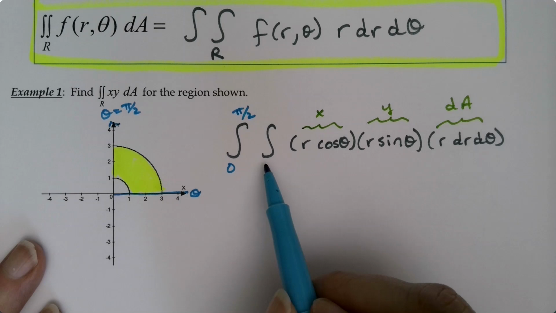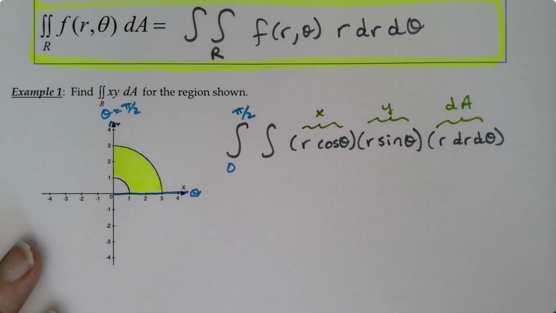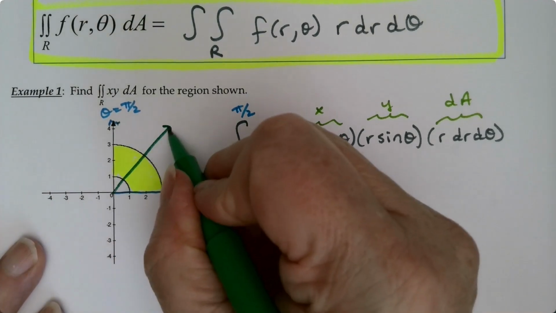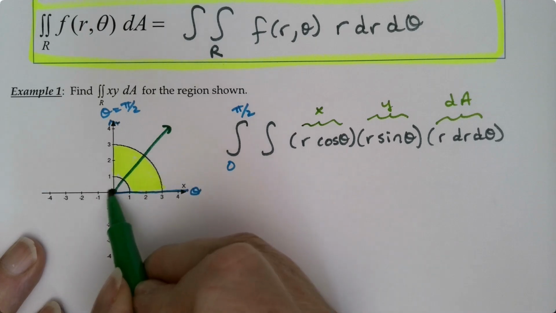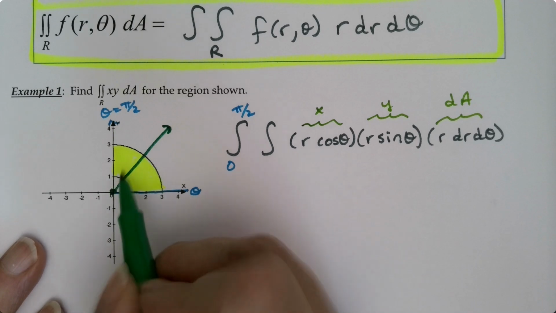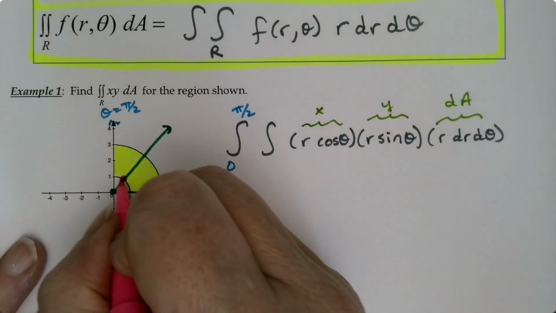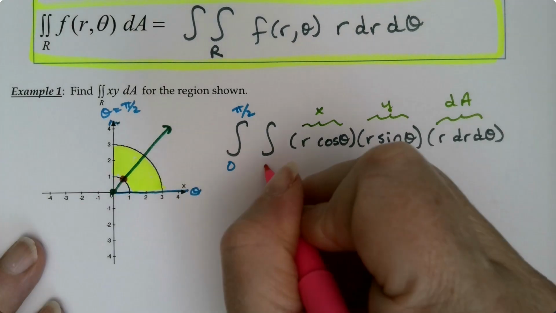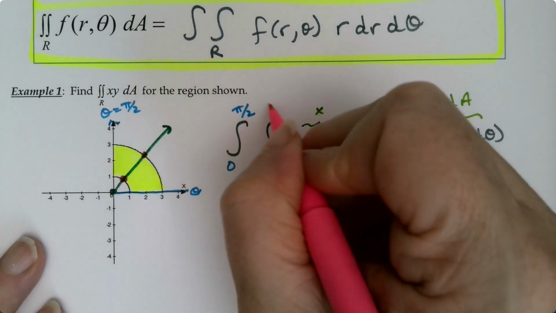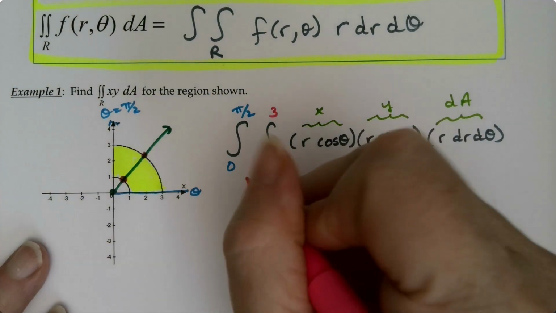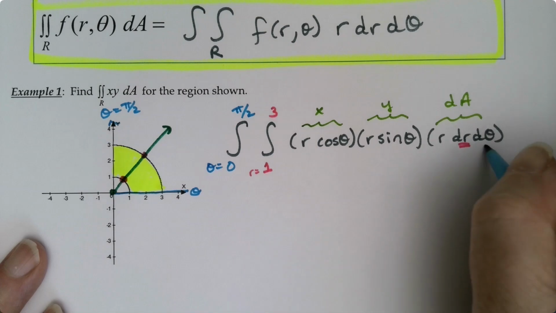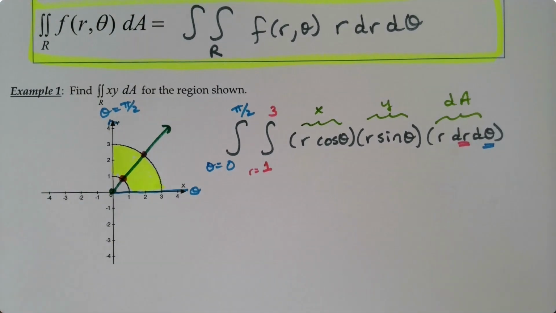Now, what about r? For r, you have to think about a spoke coming out from the pole, because this is polar coordinates. If you think about a spoke coming out from the pole, it's going to hit at an r value and then at another r value. The first r value that it hits is right here at r equals 1. And then it hits again out here at r equals 3. So these are r values because they go with dr. These are theta values because they go with d theta. Remember that your double integrals are nested like that.